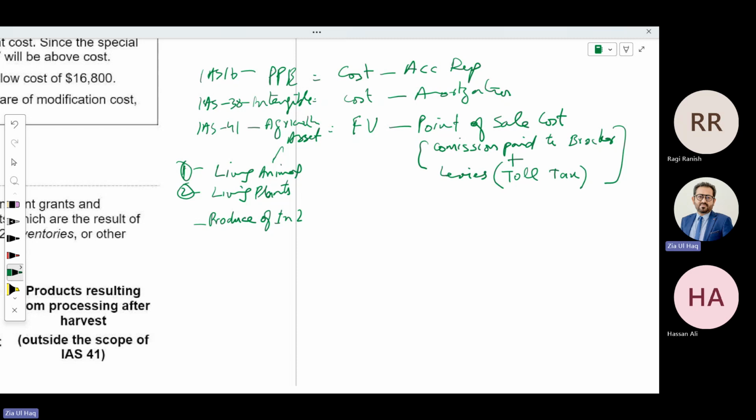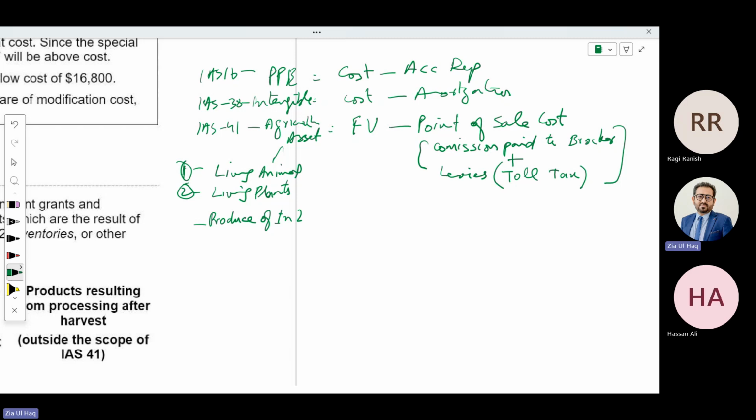Levies mean toll tax. Toll tax means Salik. Road tax. In some countries, if you want to move your agriculture produce, your animals from one place to another, on the way you need to pay some toll tax. Toll tax means Salik in UAE, because you are using this road and you are crossing from this place to that, you need to pay the tax.